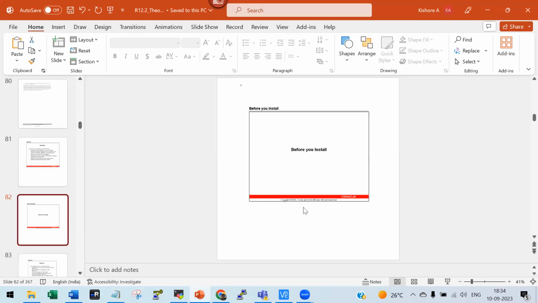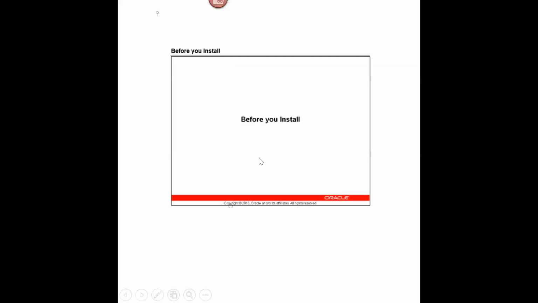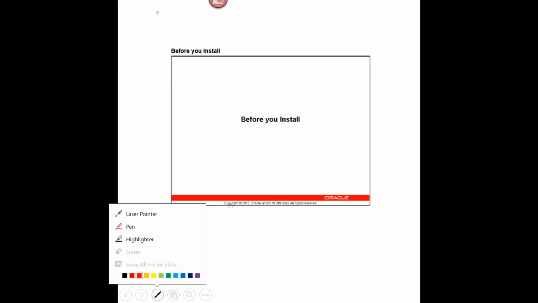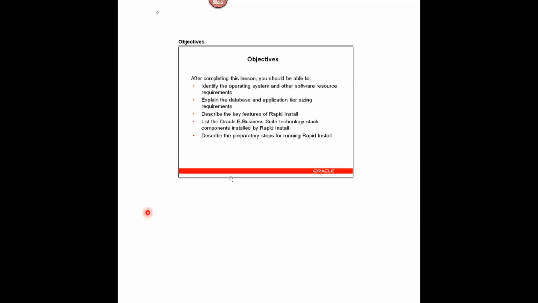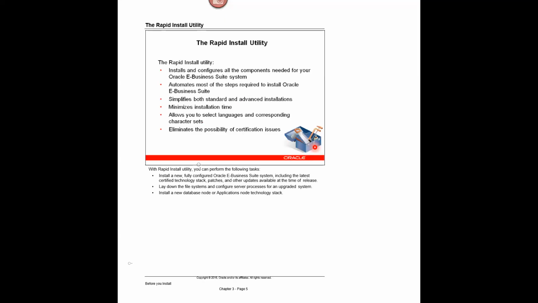All right. So before you install, you need to identify the operating system and other software resource requirements, explain the database and application tier sizing requirements, describe the key features of Rapid Install, list the e-business technology stack components installed by Rapid Install, and describe the preparatory steps for running Rapid Install. So we need to cover this topic before we can continue the installation.